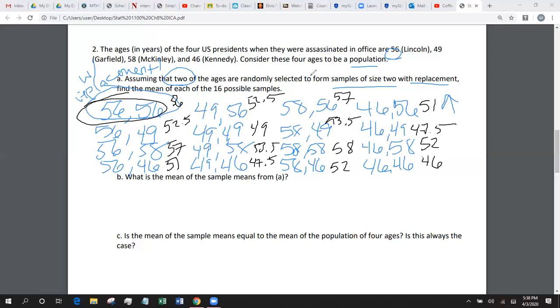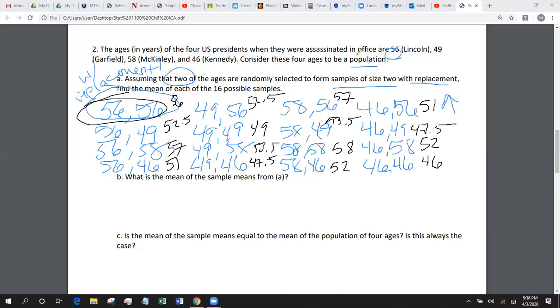So we have the mean of each of the 16 possible samples listed. Make sure when you have a question like this that we either circle it like I did on the completed key, or we use a different color like I did here in the video. Part B then asks, I'm gonna go back to the blue. Part B then asks, what is the mean of the sample means from part A?